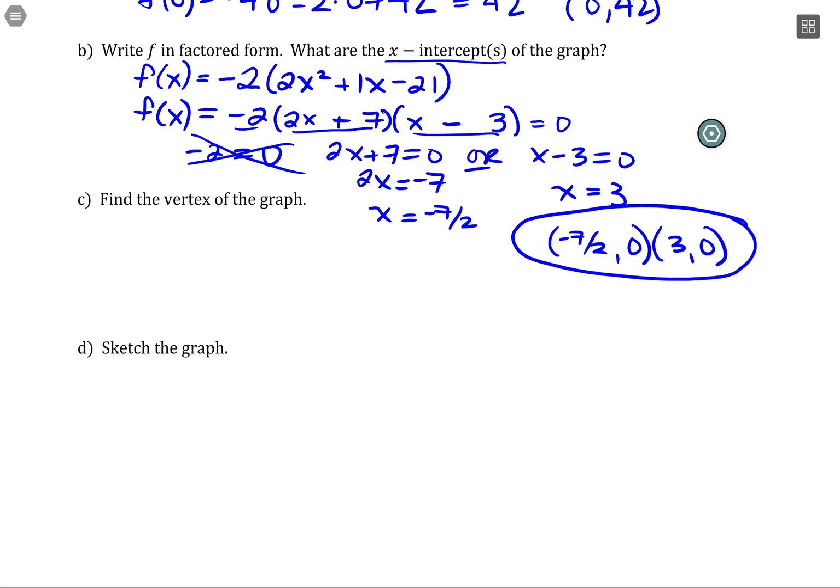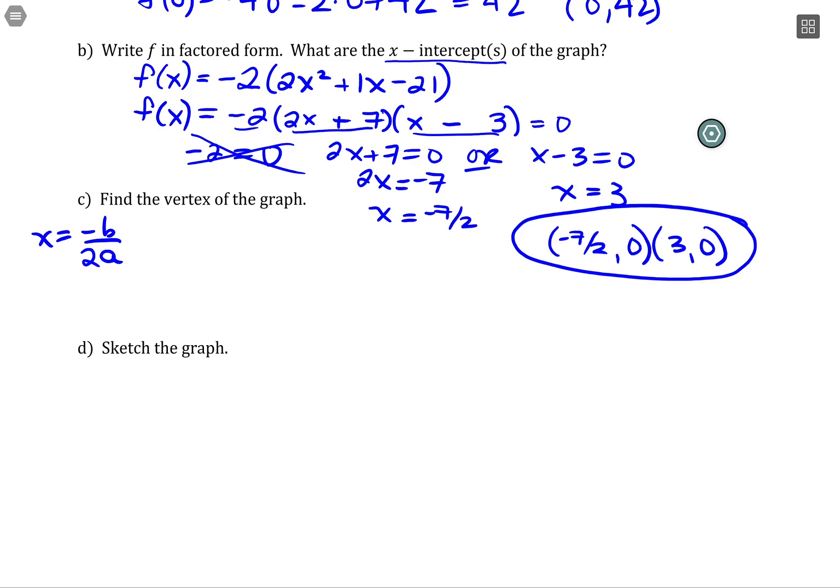Okay, find the vertex of the graph. So we actually have several ways we can do this. We have a trick, x equals negative b over 2a. We have another trick, which is write it in vertex form. Generally, I wouldn't do that work unless I needed to for some other reason. That's more work than the other tricks.